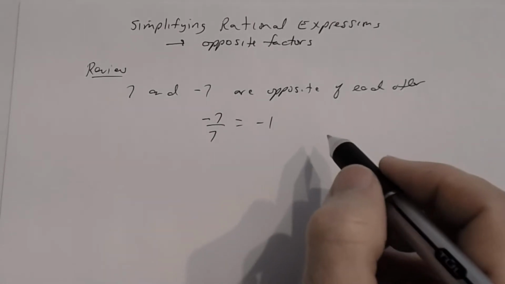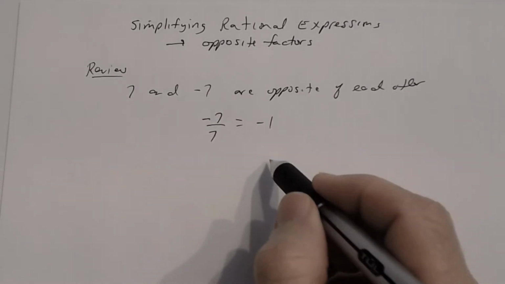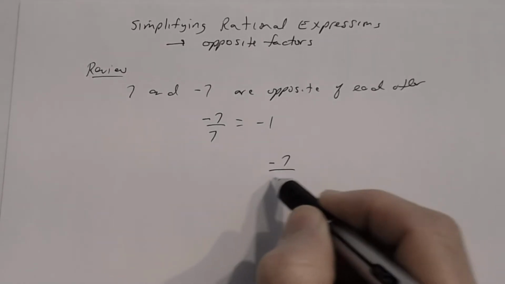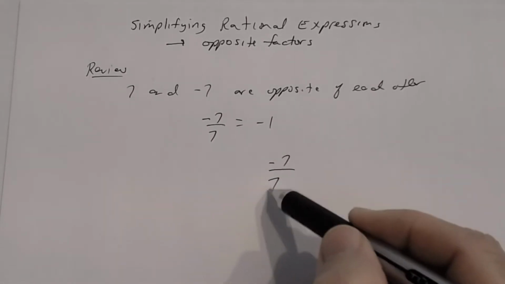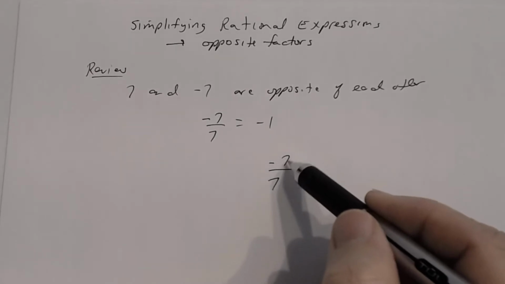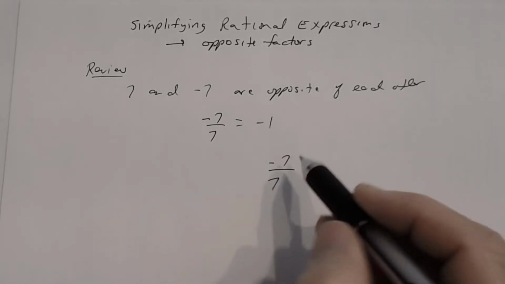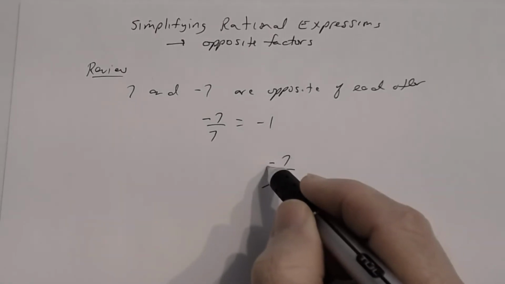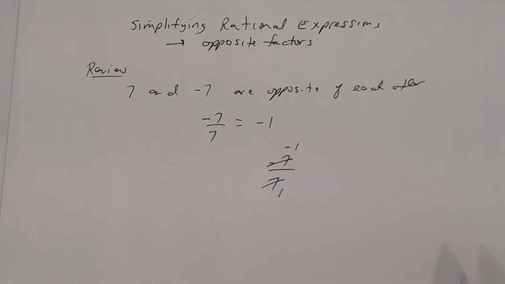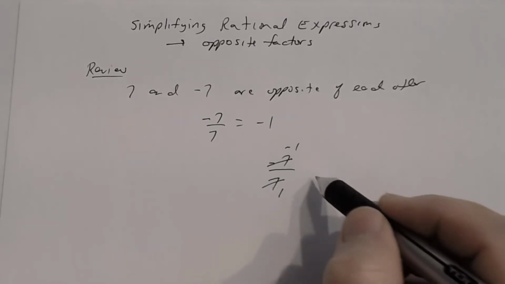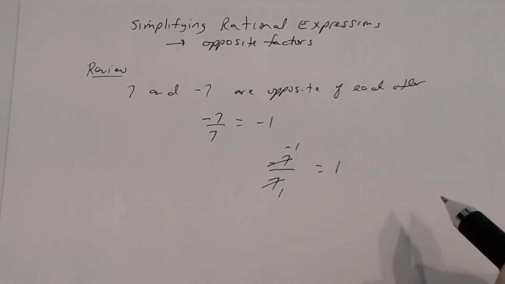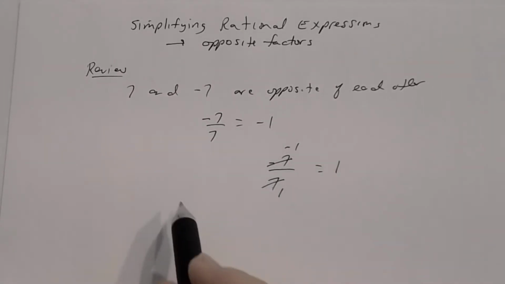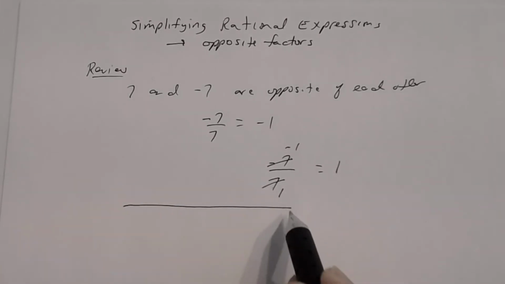Now, I want you to look at it this way as well. Negative 7 divided by 7. If I reduce this, they both have 7 as a common factor. So listen carefully. 7 divided by 7 is 1. Negative 7 divided by 7 is negative 1, right? And so negative 1 divided by 1 is negative 1.